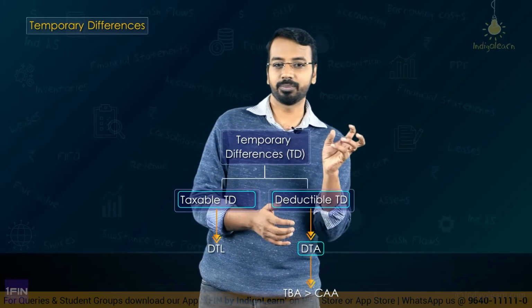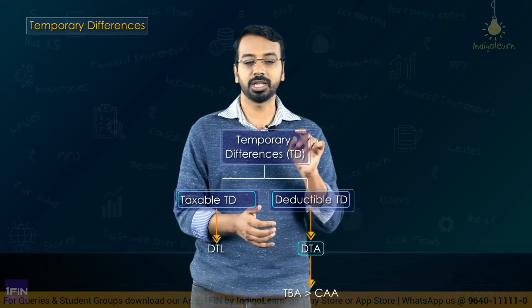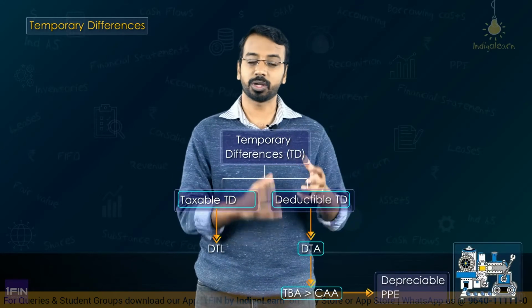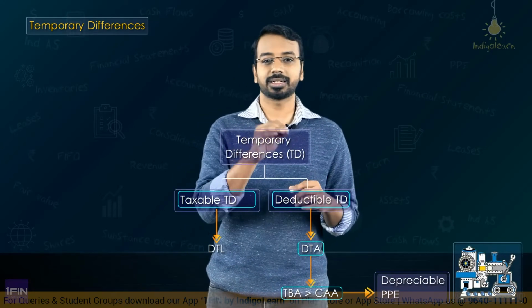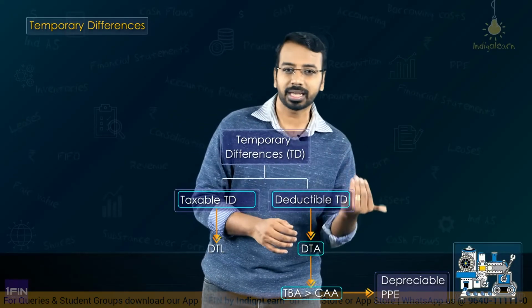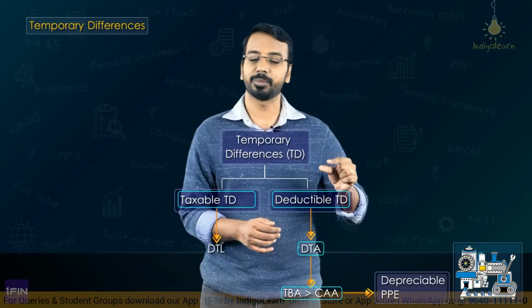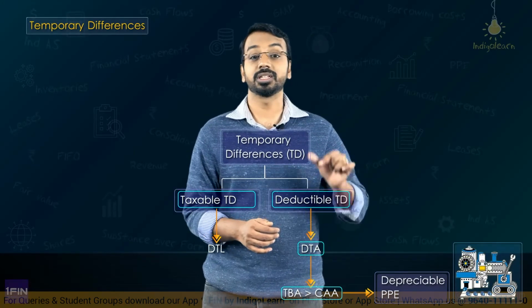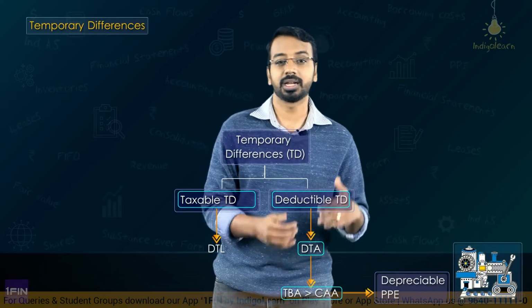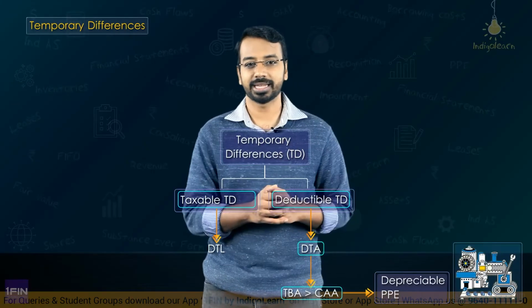So here I am taking an example of plant and machinery, considering that to be an asset. Whenever there is a tax base of an asset which is greater than the carrying amount, in future, you will get some additional deduction because of which the tax payable in the future will be lesser, and hence you have a deferred tax asset.